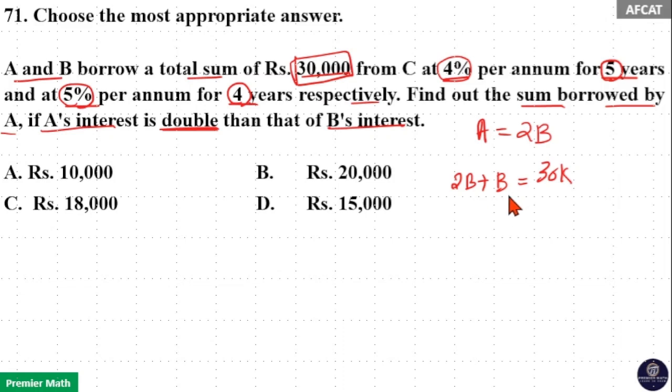Which means 3B is equal to 30,000, means B is equal to 10,000 and A is equal to 20,000. So option B is your answer.